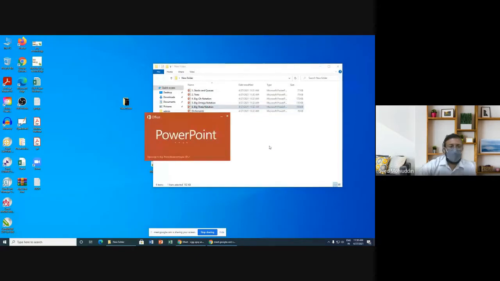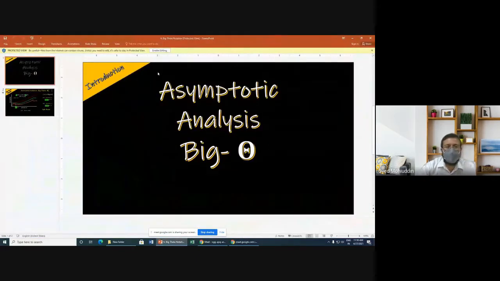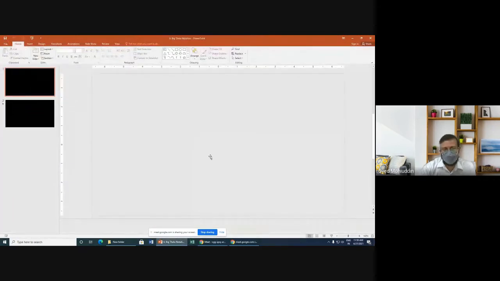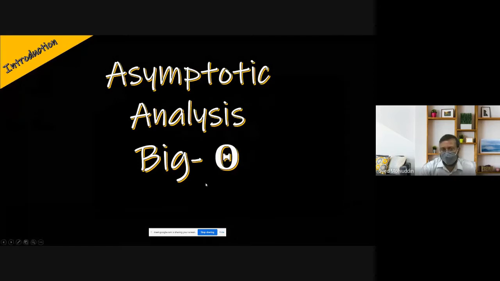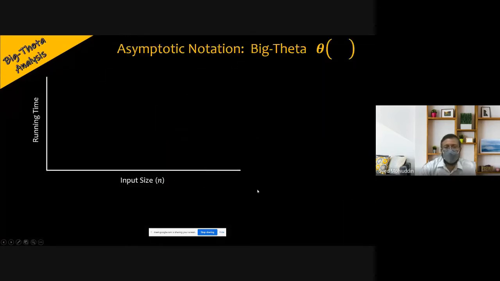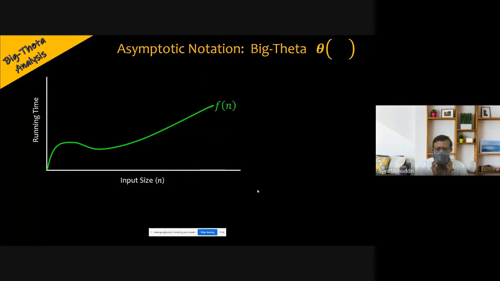Now, in between this upper bound and lower bound, we have something known as the tight bound, or we call it big theta notation. Big theta notation is between the upper bound and the lower bound. So when we consider a function f of n, the running time of this function increases as the size of the input increases.